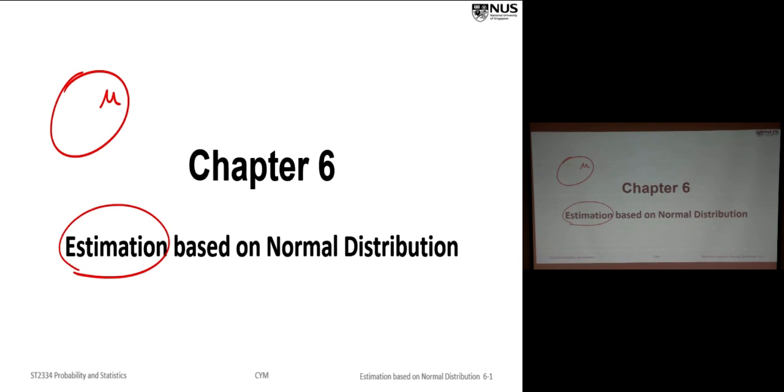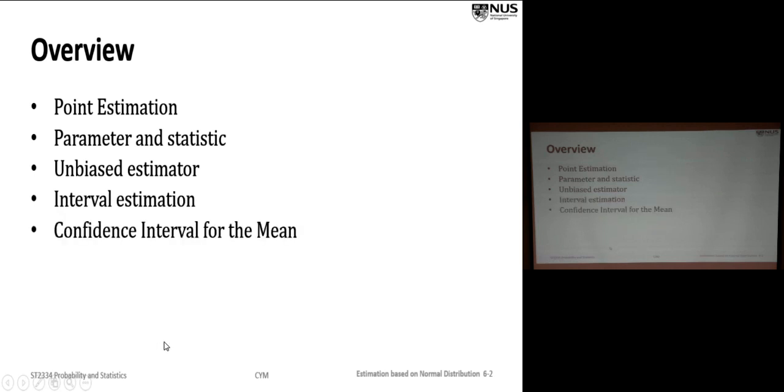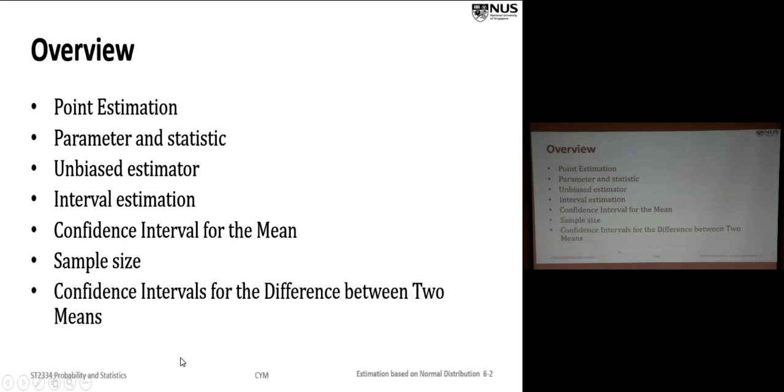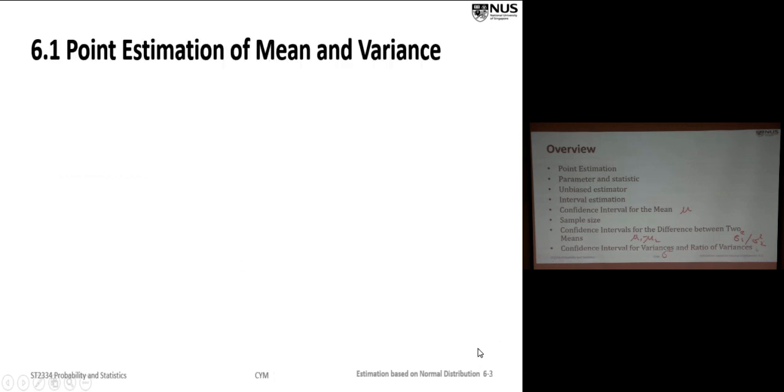But we also limit our discussion to the situation where the data come from a normal population. So the population is assumed to follow normal distribution. Maybe if they're not, but if you are talking about only the population mean and the sample means, then you may still be able to draw some inference about it. All right, so what we are going to do is the point estimation, parameter and statistics, unbiased estimator, interval estimator, confidence interval for the mean, sample size, and confidence interval for the difference between the two means. So we try to get an interval to estimate mu, try to get an interval to estimate mu 1 minus mu 2, things like that. And confidence interval for sigma square and confidence interval for the ratio of the two variances. All right, this is what we are going to discuss.